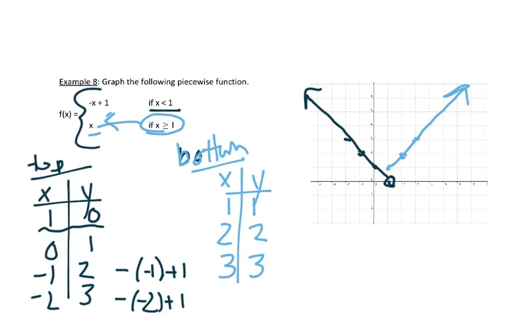So in this case, you can see our two pieces don't match up. They don't have to. They can jump.